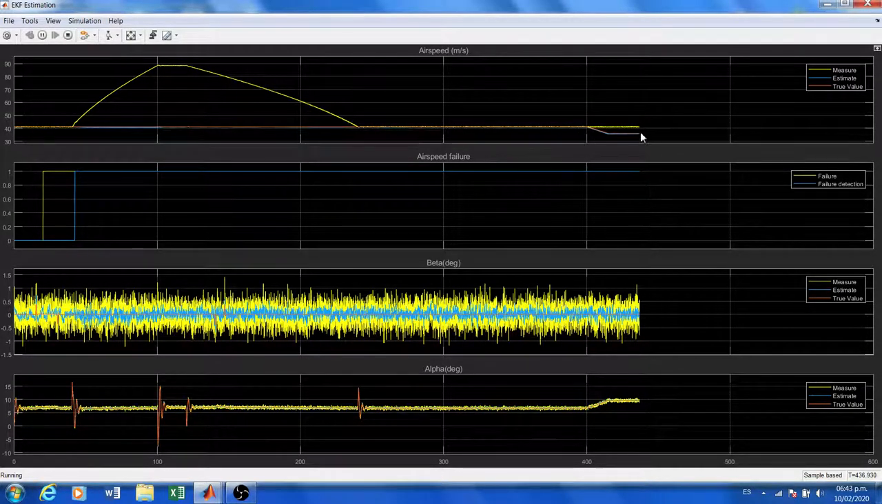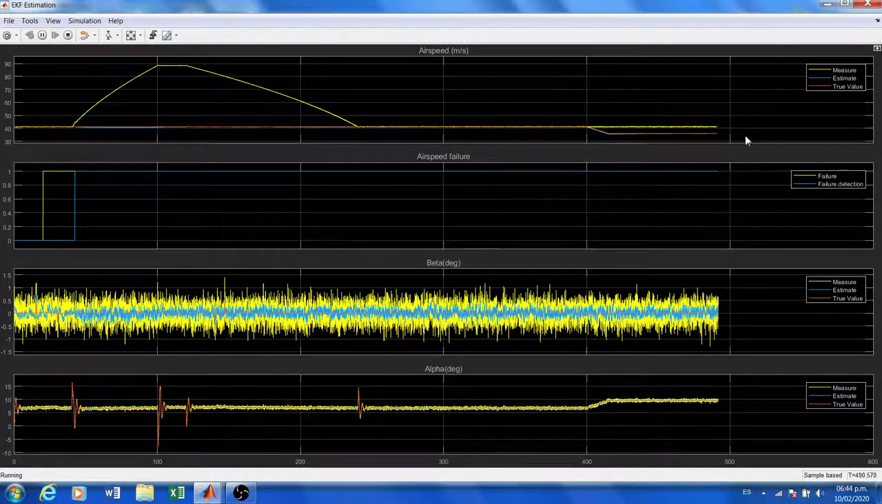Now, the aircraft will accelerate again. You can see how the estimation is perfect. Now the aircraft will accelerate. The estimation should follow the true value. And it will join the measurement because we will accelerate until that speed, around 500 seconds, where we are going to accelerate. You can see the estimator never loses the true value, always follows the true value.